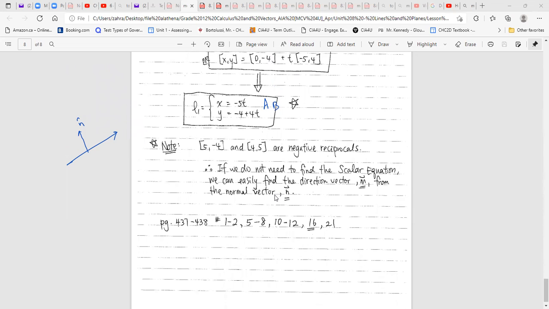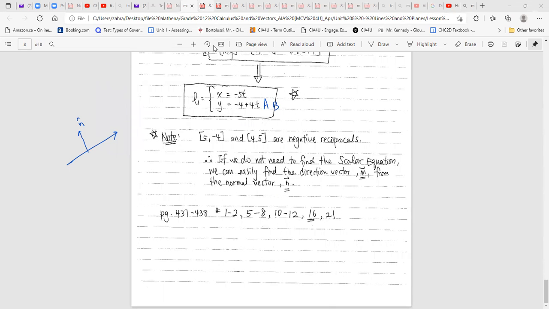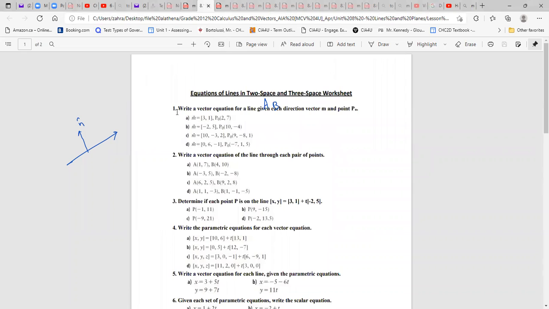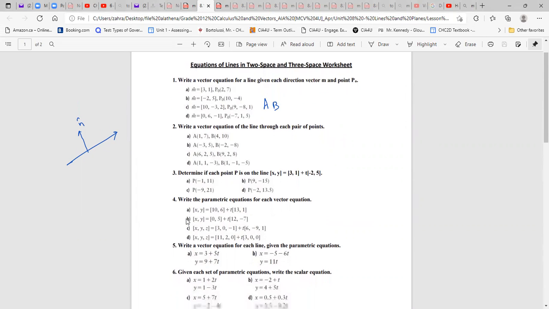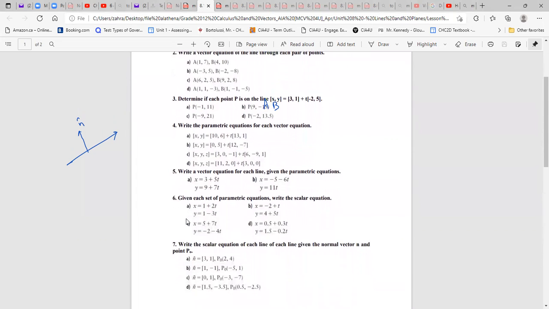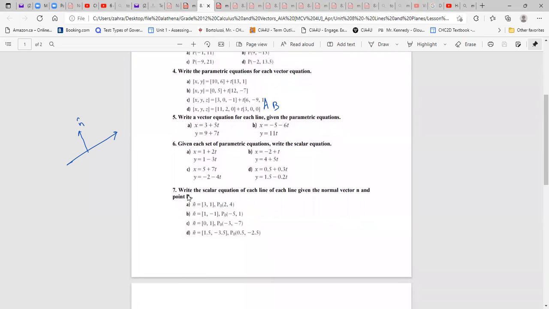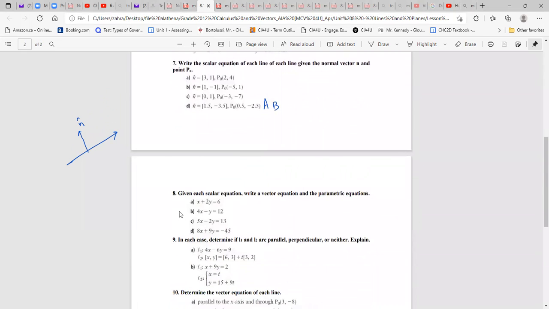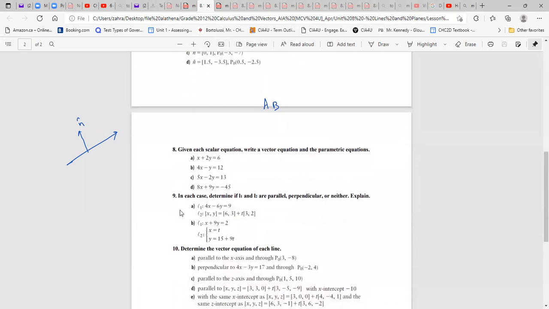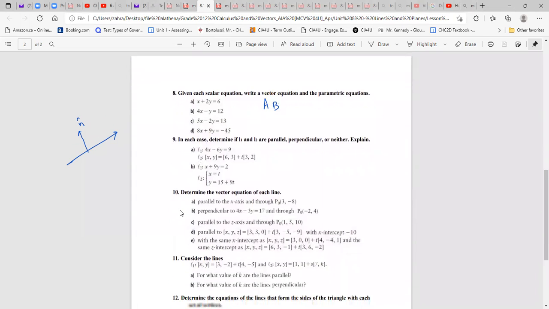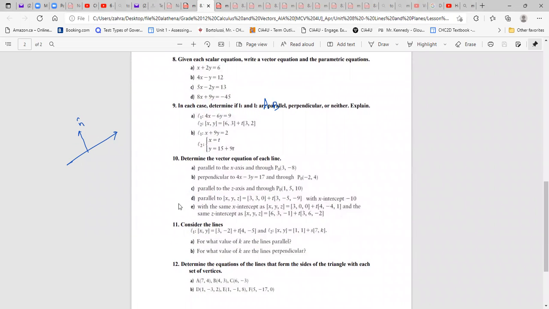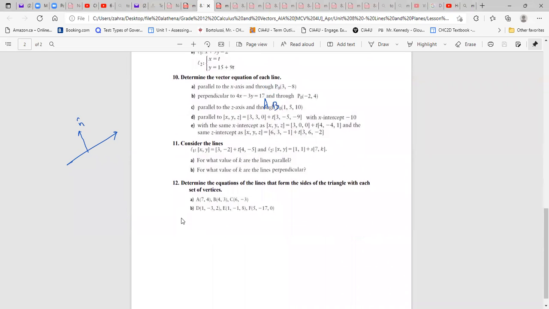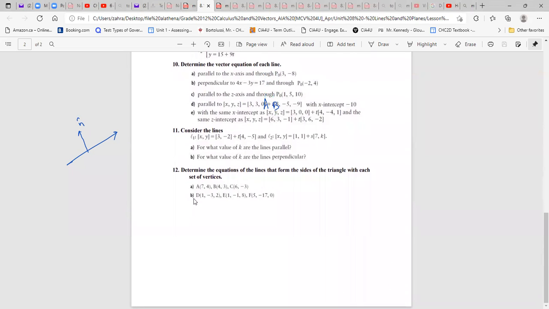So yes, this is for the lesson. And for the worksheet, you can do questions 1a, 2a, 3a, 4a, 5a, 6a, 7a, 8a, 9a. Question number 10. Question number 12a.